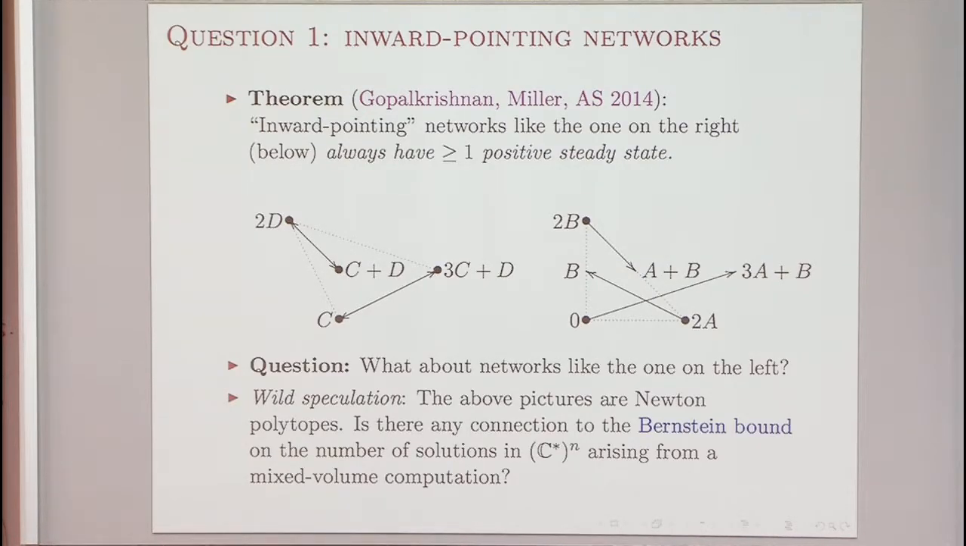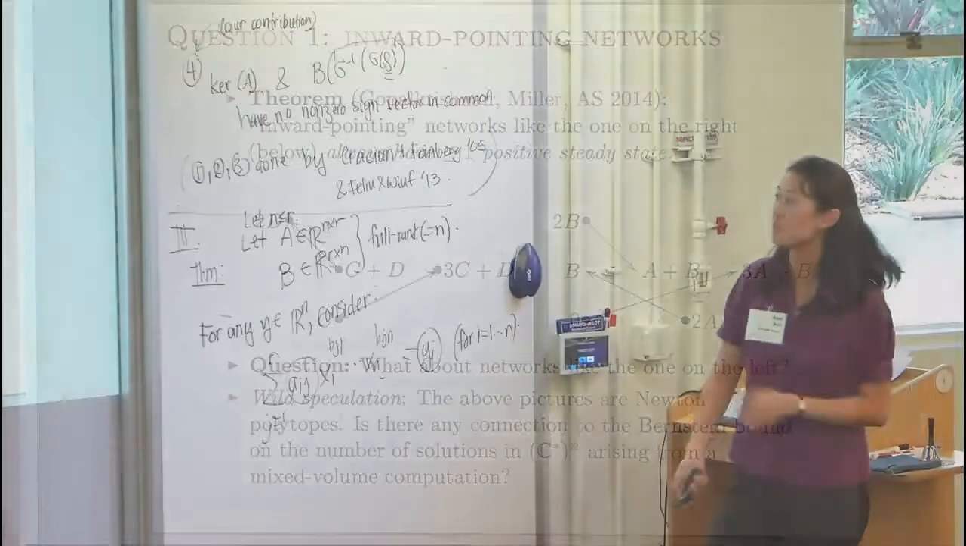And so I want to wildly speculate that since I'm drawing Newton polytopes, maybe there's some connection to something like a Bernstein bound. If I gave you some polynomials, many of you would do some kind of mixed volume computation and tell me how many complex solutions you would expect. And maybe there's some connection, even though I think it's sort of a crazy idea, between the number of complex solutions and the number of positive real solutions. But nevertheless, maybe we should try and see what we get.